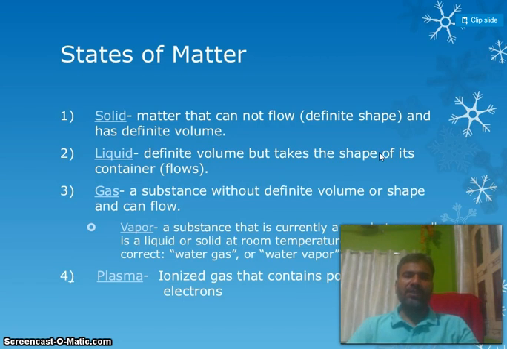Vapor: a substance that is currently a gas but normally is a liquid or solid at room temperature. Which is correct: water gas or water vapor? Plasma: ionized gas that contains positive ions and electrons.